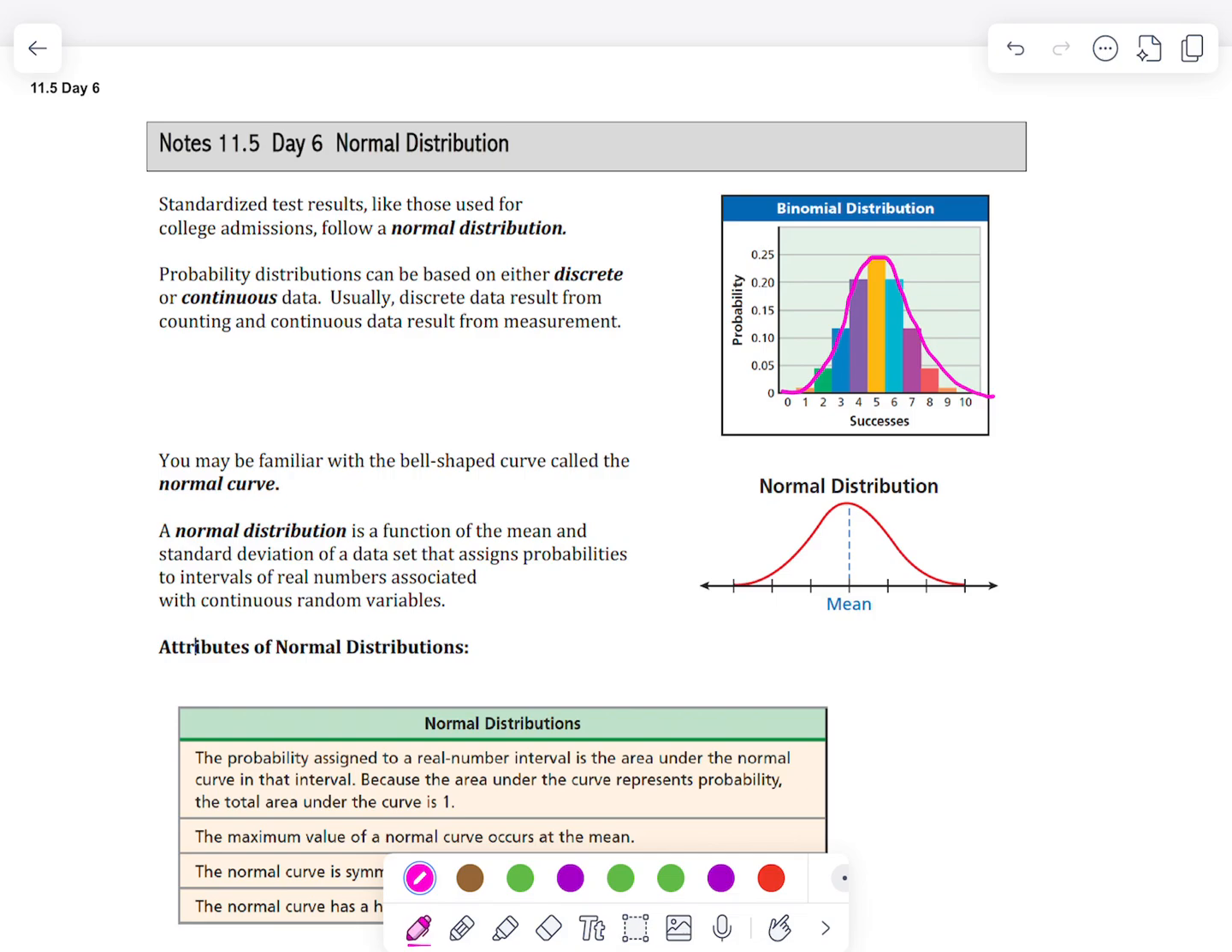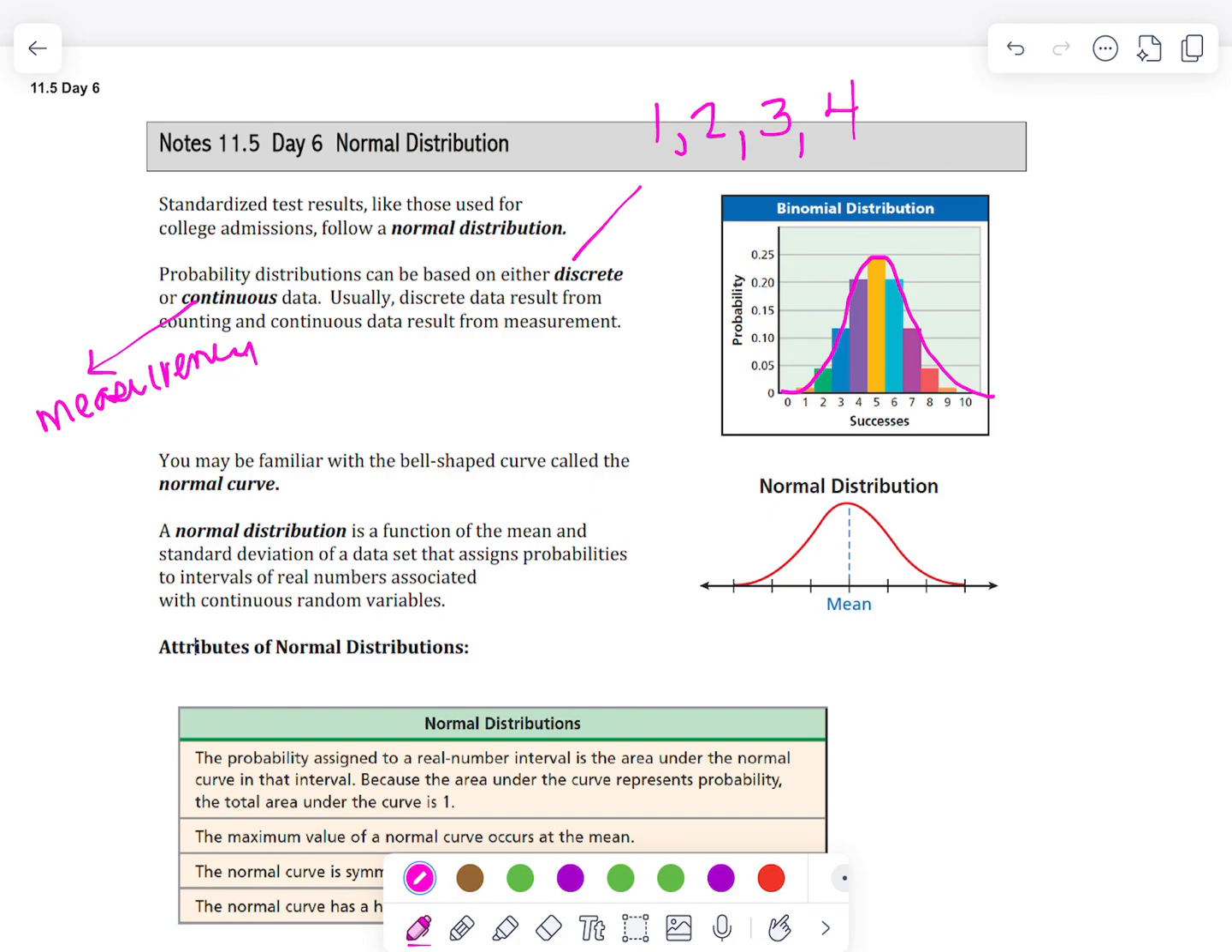Probability distributions can be used based on either discrete or continuous data. Discrete represents listing out numbers like 1, 2, 3, 4, where continuous could be numbers like your height, or shoe size. So it's something usually with measurement. Usually discrete data results from counting and continuous data from measurement.